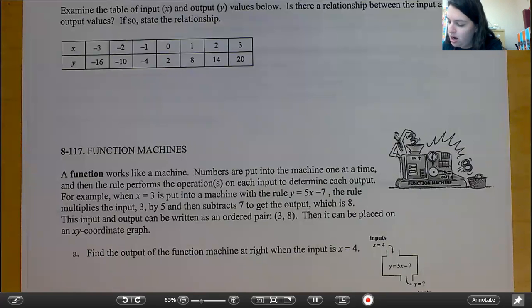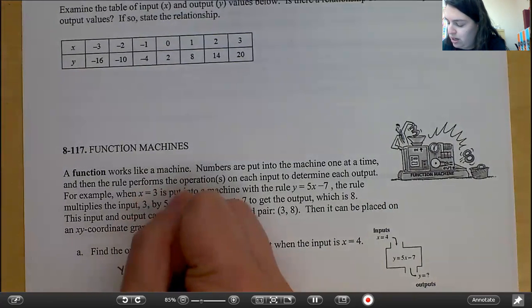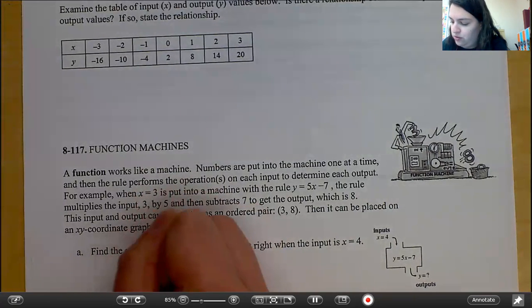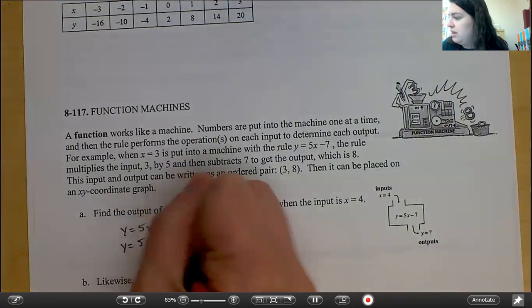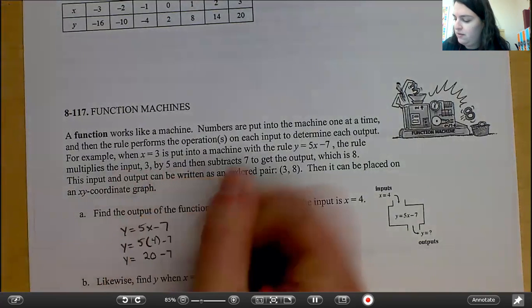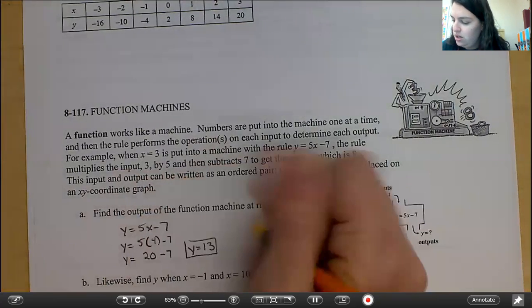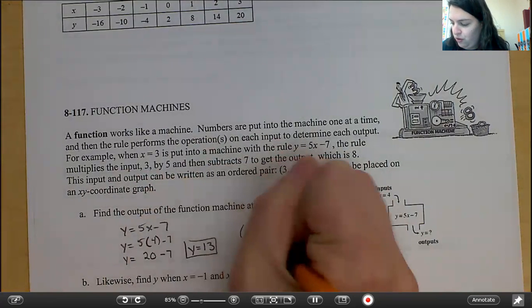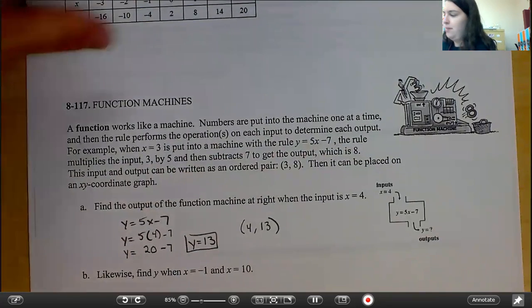Find the output of the function machine at right when your input is 4. So I'm going to help you here. We have y equals 5x minus 7. So y equals 5 times your input, which is 4, minus 7. 5 times 4 is 20, minus 7, so y equals 13. So your ordered pair would be (4, 13). I would like you to try B.